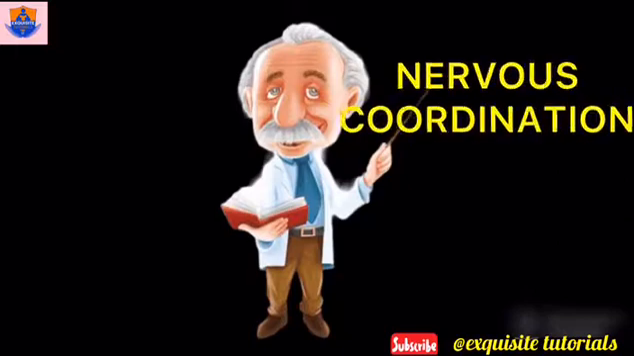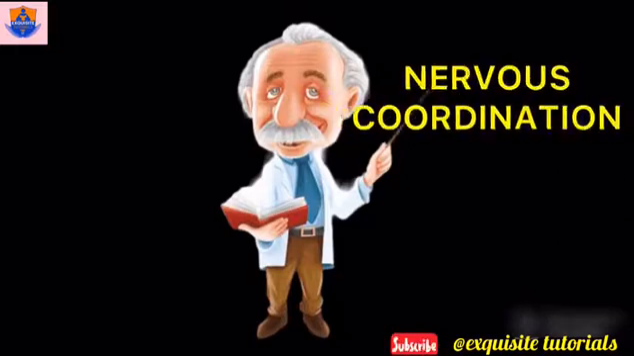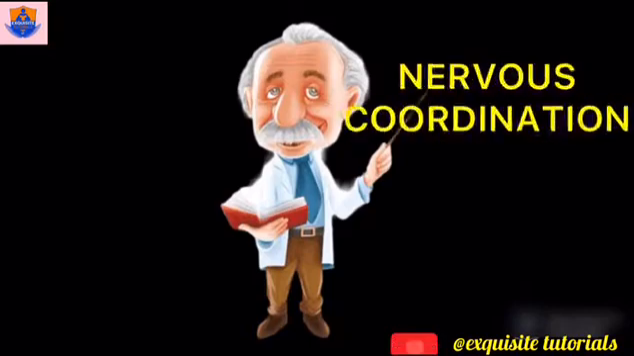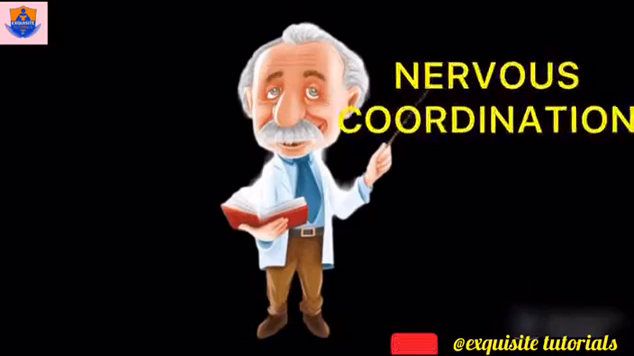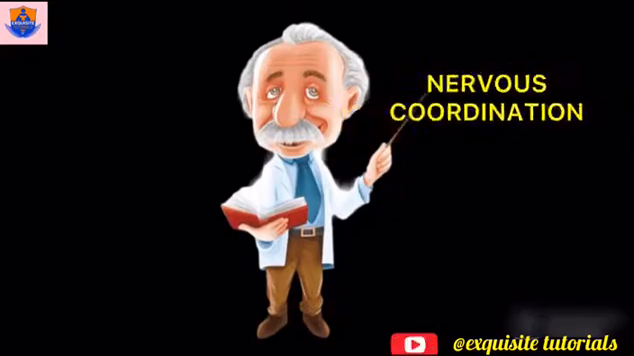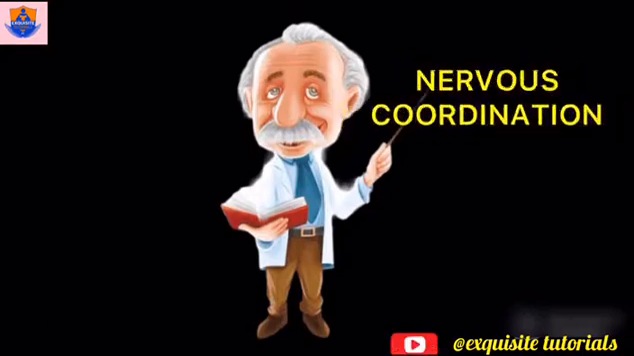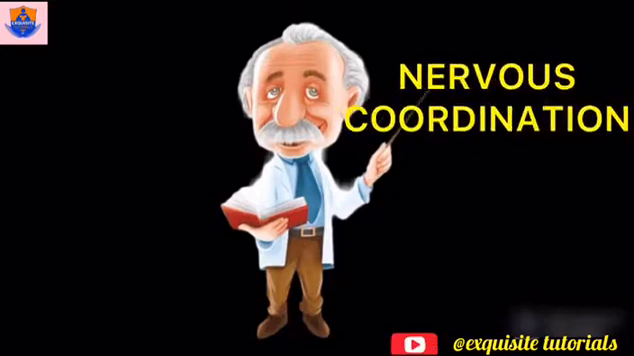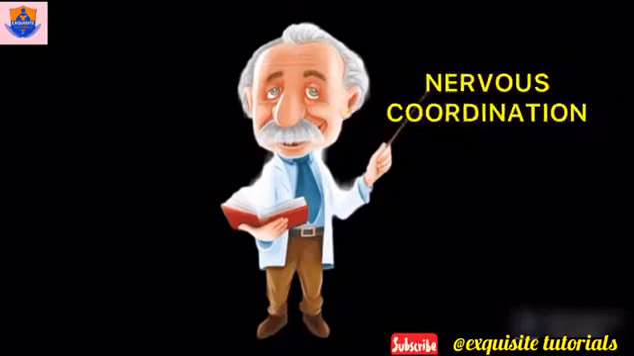Okay, so we continue with nervous coordination. Before we forge ahead, we need to understand certain terms, starting with coordination. This coordination is brought about by hormones, and these hormones are secreted by ductless glands, also known as endocrine glands. Why is a ductless gland called ductless? It is called so because its secretions diffuse directly into the blood.